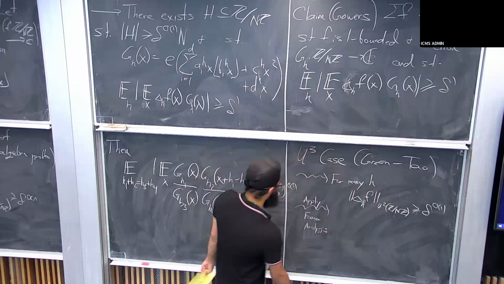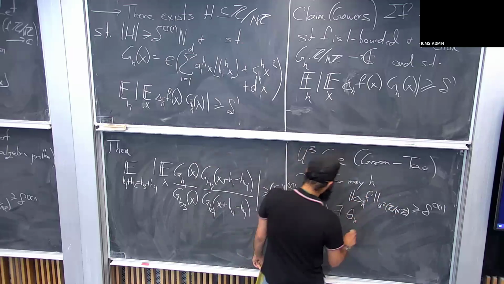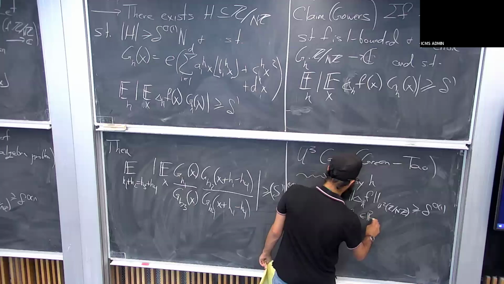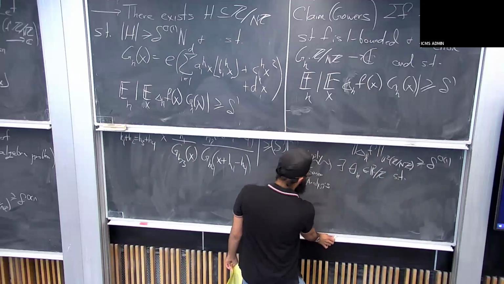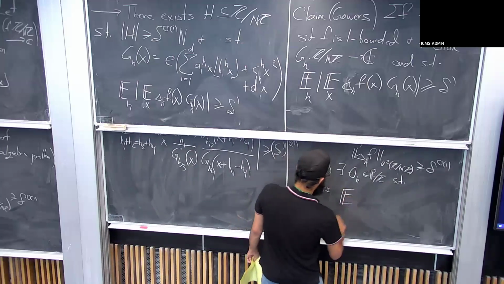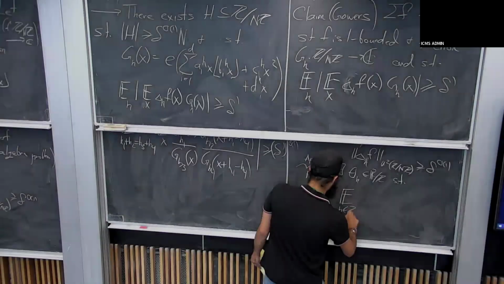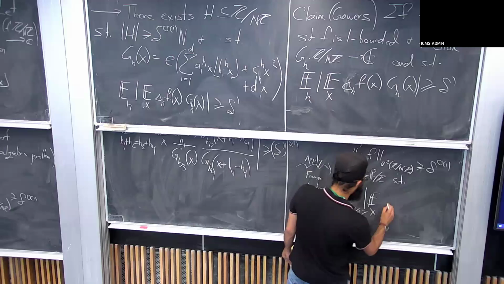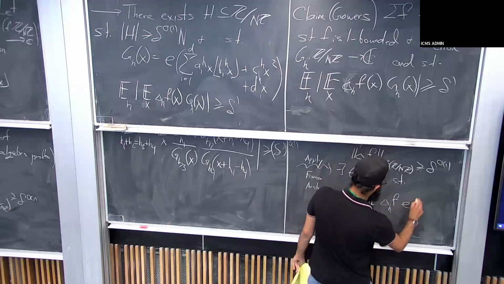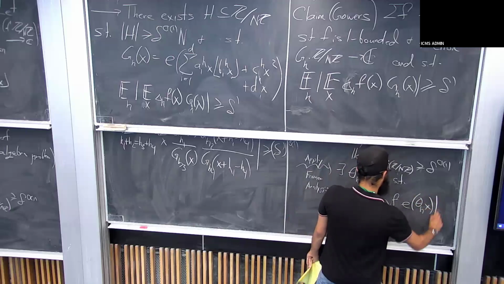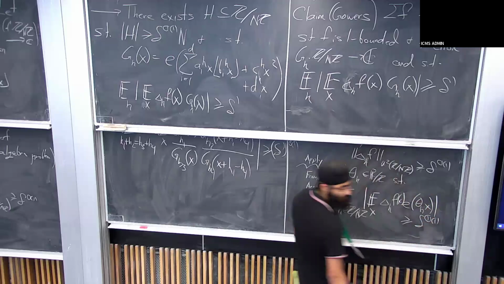And what do you get? You get that there exists theta h in R mod Z such that the expectation over h and x in Z mod NZ of the expectation of x delta h of f times e of theta h of x is bigger than delta to the O(1).